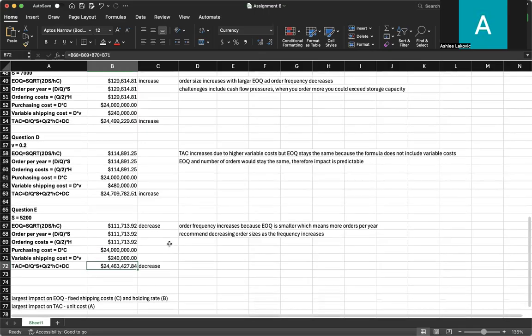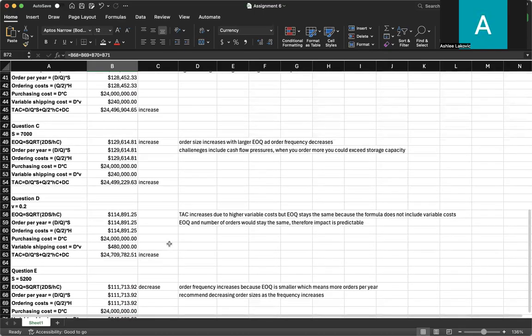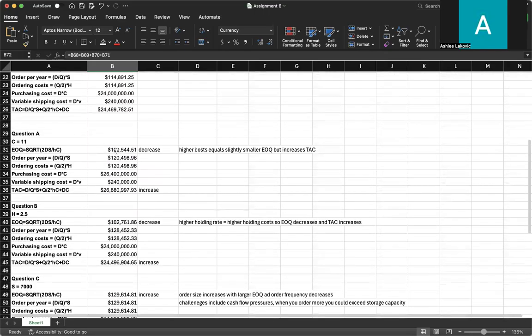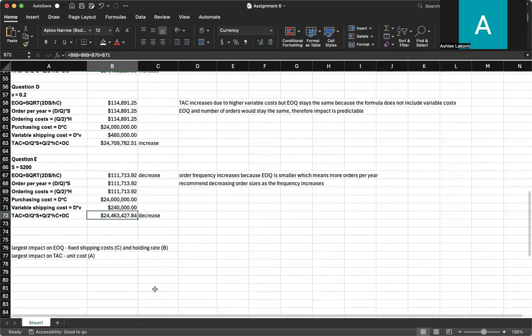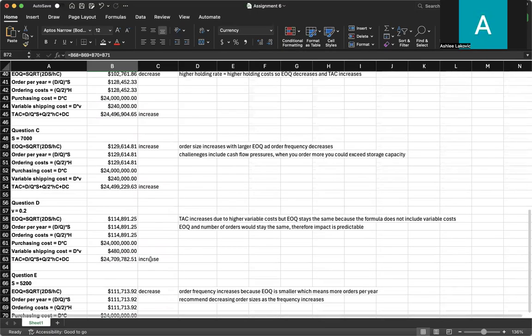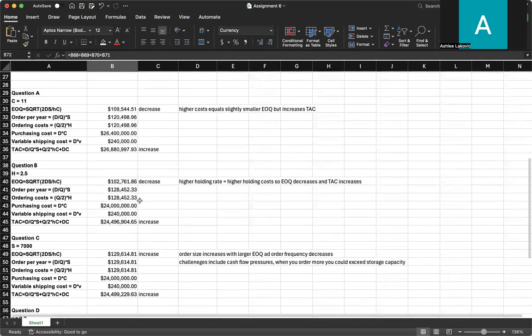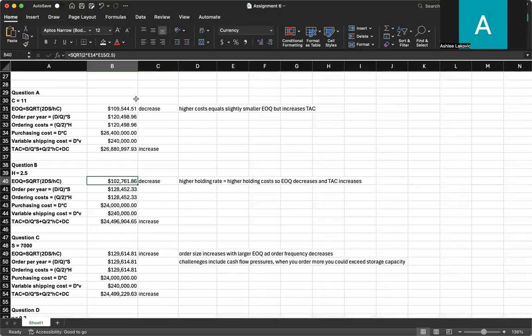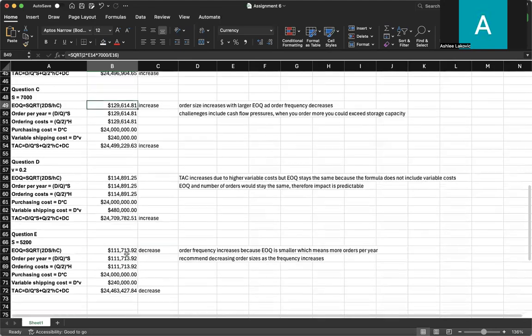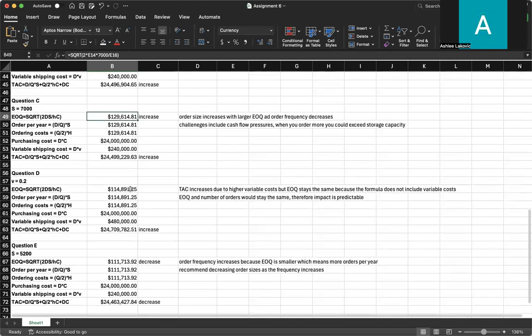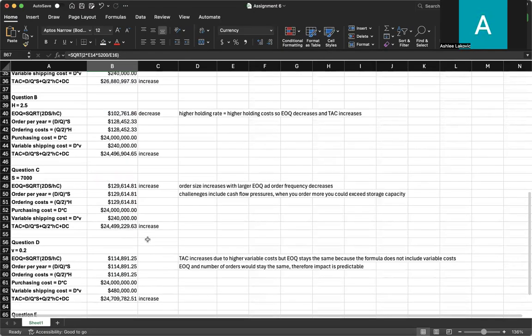So looking at all these questions as a whole, I have determined that the largest impact on EOQ is the fixed shipping costs and the holding rate. So this one is decreased by a lot, and this one is increased by a lot compared to the other questions. As question D, the EOQ stayed the same, and question E, it was only off by a few thousands.